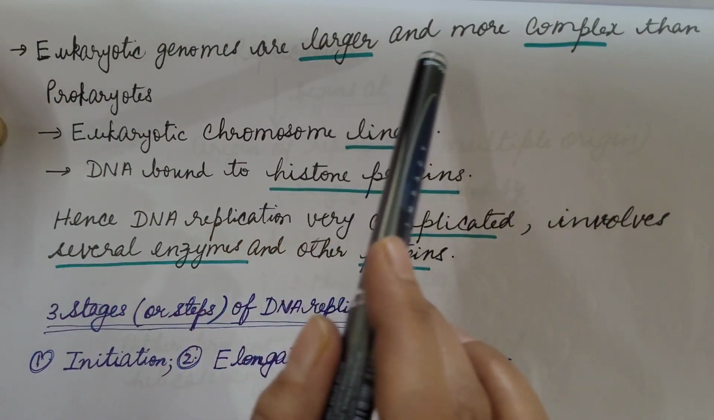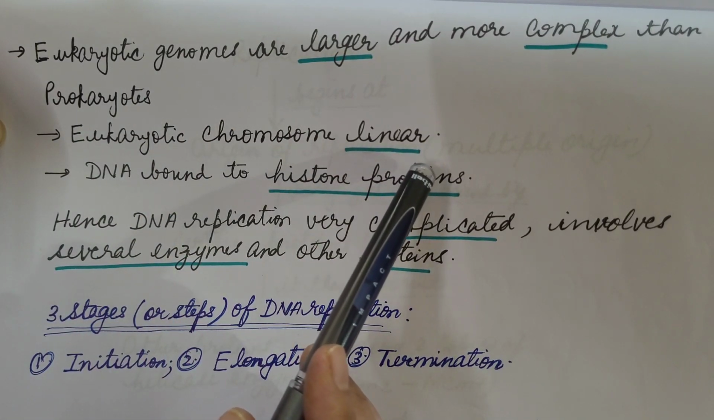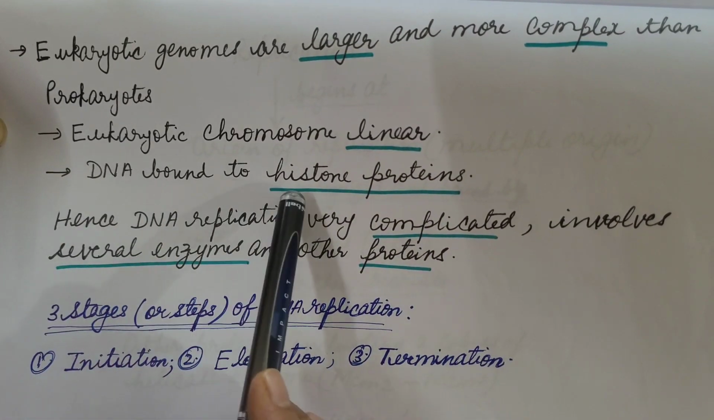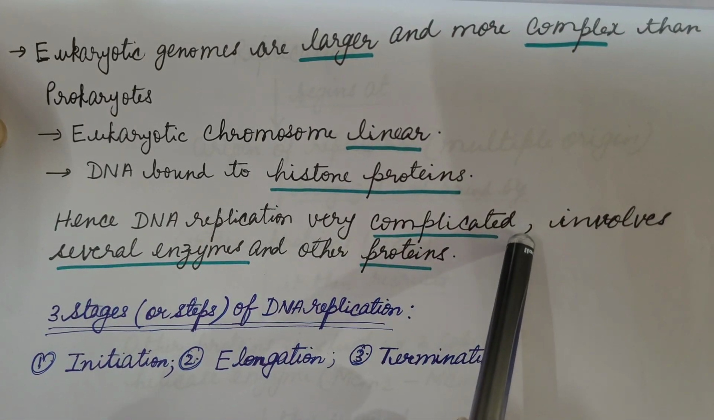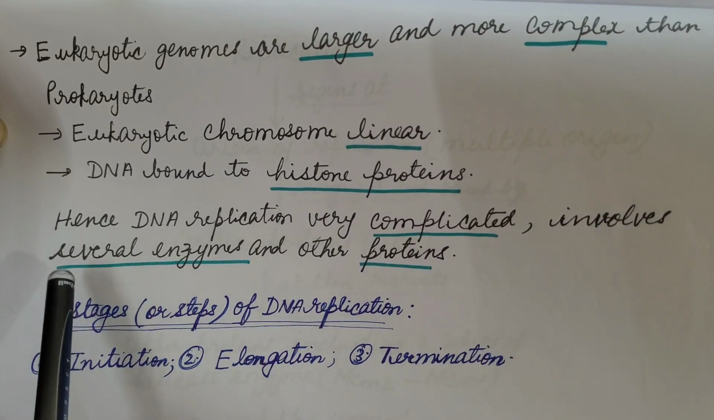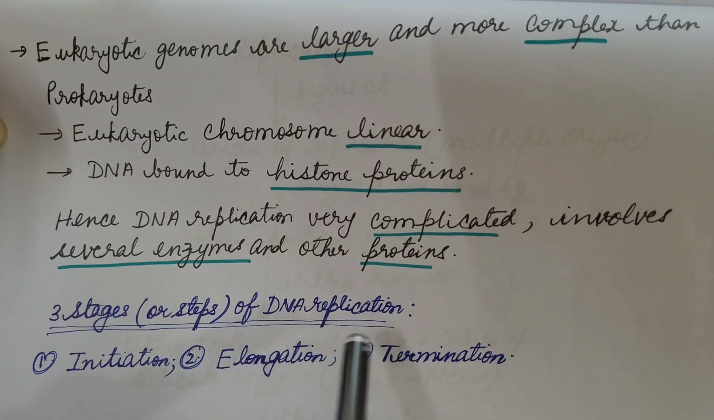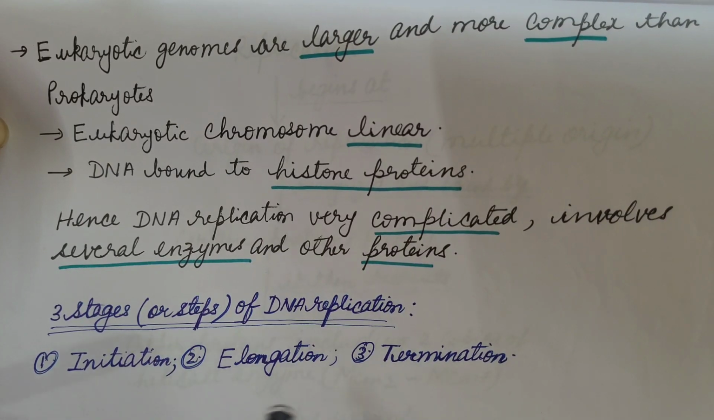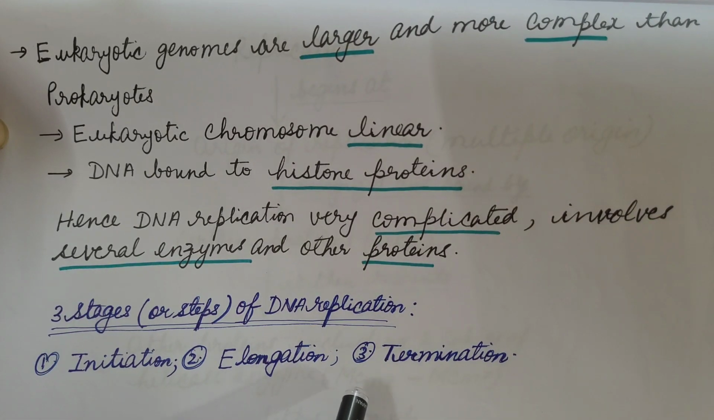Eukaryotic genomes are larger and more complex than those of prokaryotes. The eukaryotic chromosome is linear, while in prokaryotes, in E. coli, we have seen that it has circular DNA. And in eukaryotes, DNA is bound to histone proteins. Hence, DNA replication is also very complicated in eukaryotes, and it involves several enzymes and other proteins. There are three stages or steps of DNA replication: initiation, elongation, termination. We will discuss these three steps separately in detail in a series of videos. Here we will see the overview or summary of these three steps.